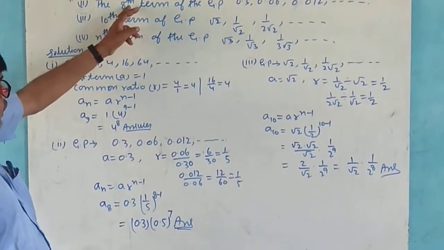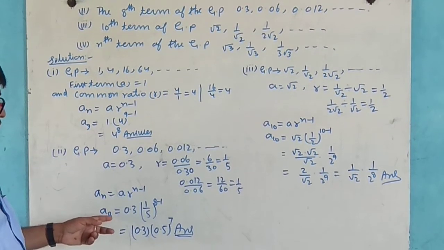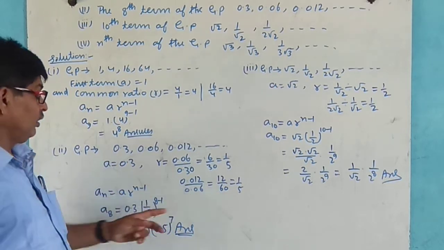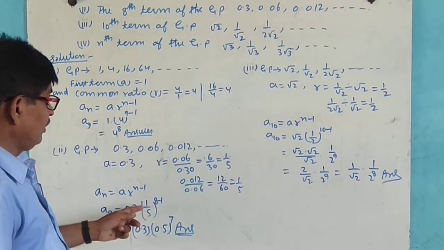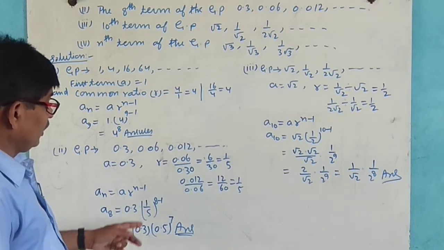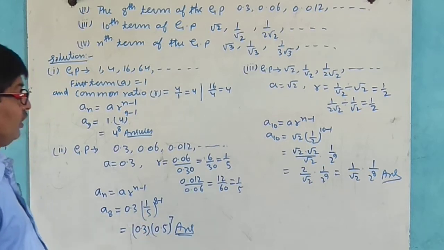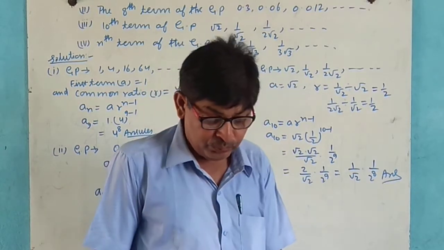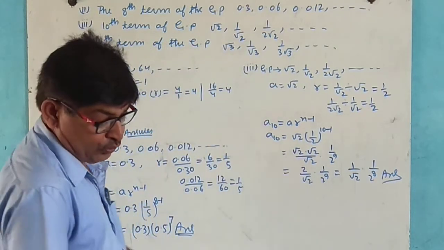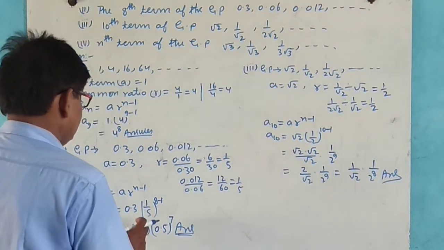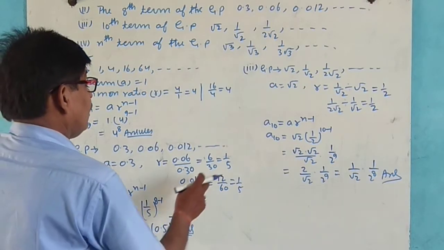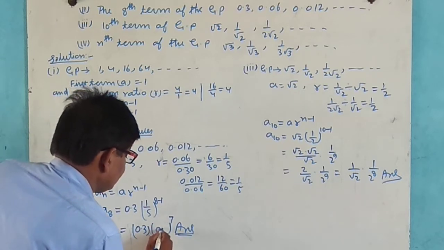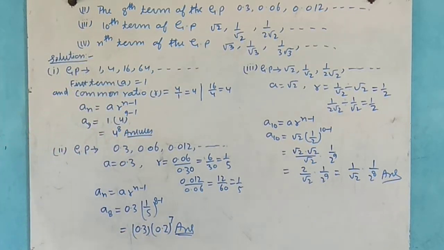Here we have to calculate the 8th term, putting n equal to 8, a equal to 0.3 and r equal to 1 by 5, with n minus 1 that is 8 minus 1, that is 7, so 1 by 5 to the power 7. Here this can be written as 1 by 5, and this is equal to 5 divided by 5, 2 are 0.2. This is equal to 0.2.